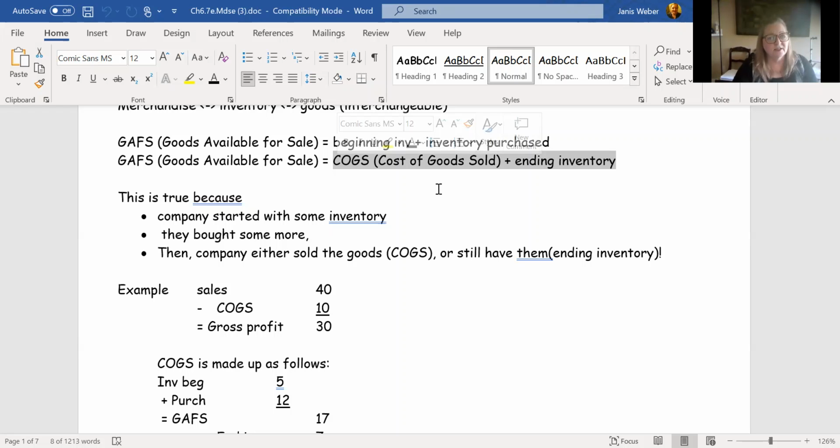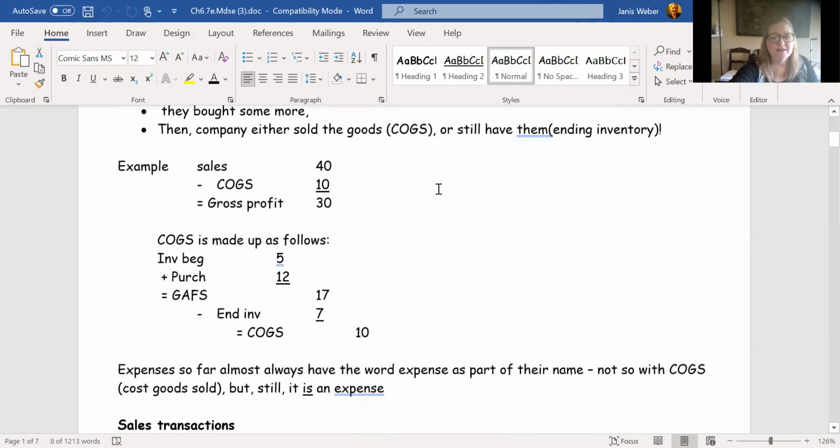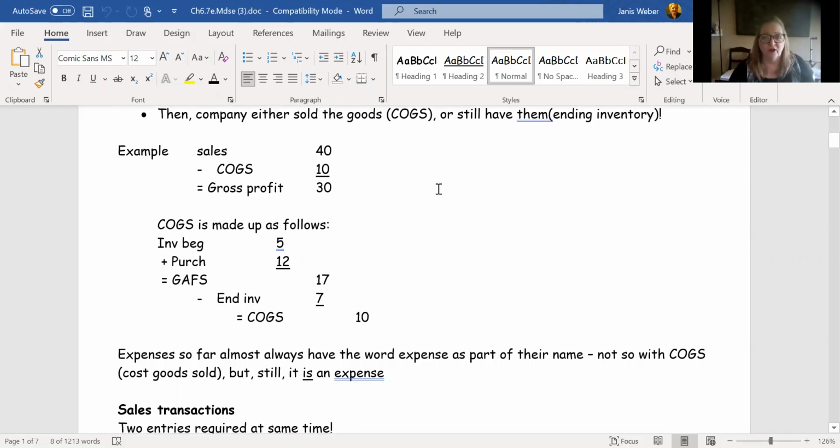Okay, so now let's go to another thing. If we had a sale of an item that we sell for $40 and it cost us $10, we would have what's called a gross profit of $30. Sales minus cost of goods sold.